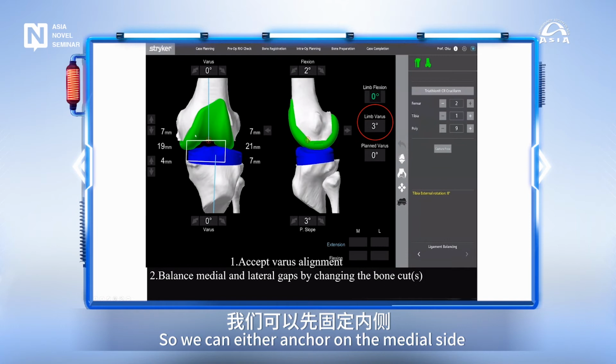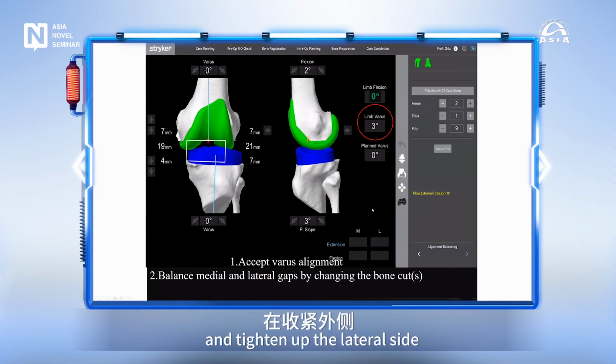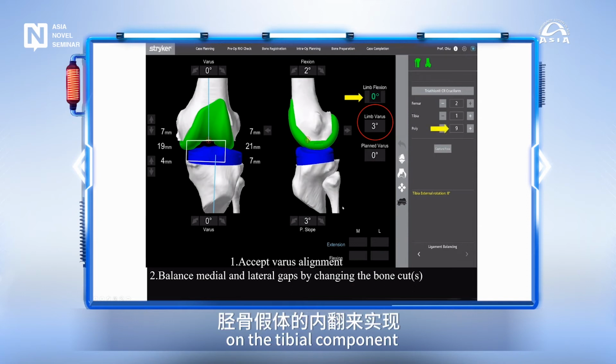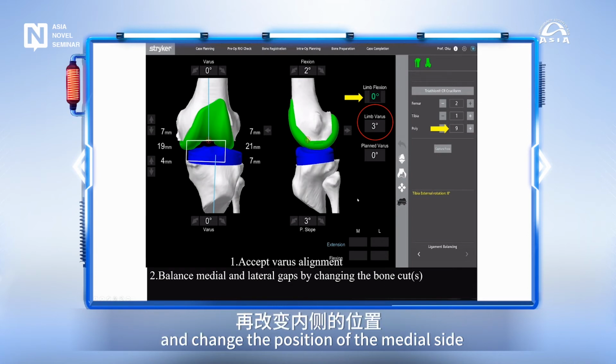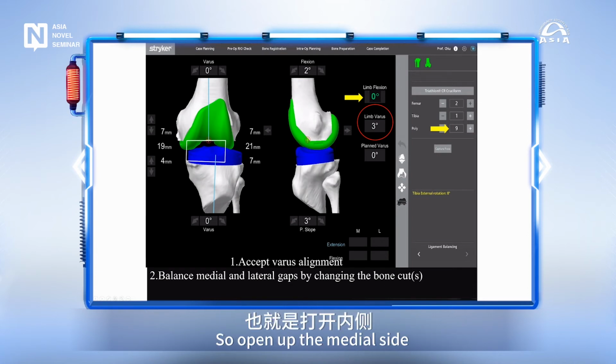So we can either anchor on the medial side and tighten up the lateral side by giving more varus on the tibial component, or we can also anchor on the lateral side and change the position of the medial side. So open up the medial side. So it depends on the preference.